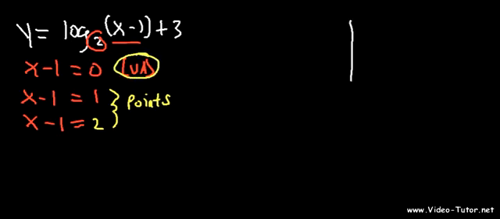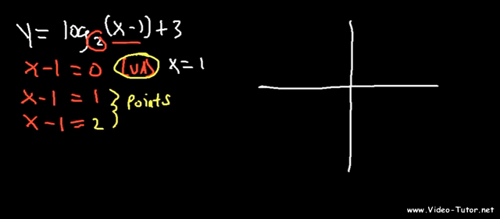So solve for x in each situation. For the first one, x is 1. That's the vertical asymptote. And then for the second one, x minus 1 is 1, so x is 2. And for this one, x minus 1 is 2, so x is 3. Or if you add 1 to both sides, you can get 2 and 3.